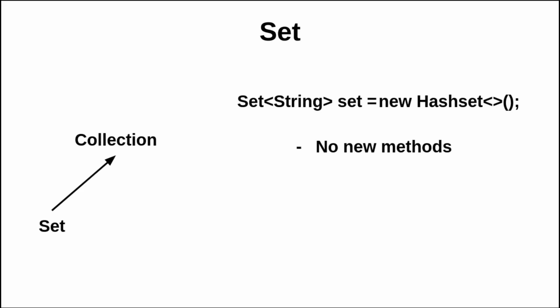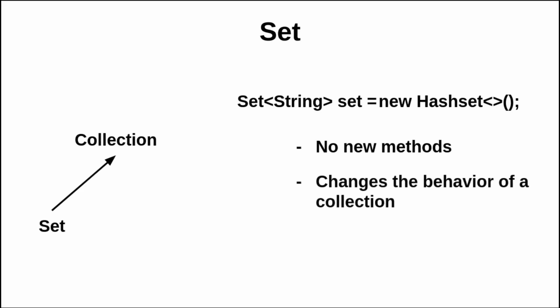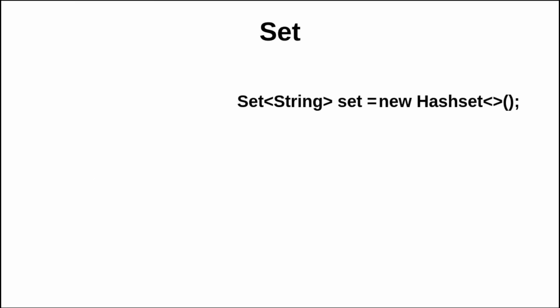In fact, it changed the behavior of a collection, and this change is that it forbids having duplicates. So in a set, I have the guarantee that all elements are unique. Suppose I have the following set. If I add the string 1, it will be added, and in the same way for the string 2, this one also will be added.